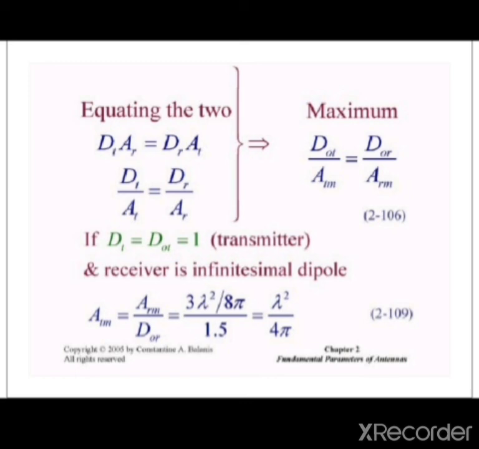Therefore d naught t by Atm is equal to d naught r by Arm, with transmitting on one side and receiving maximum on the other. If the receiving antenna is an infinitesimal dipole, then Atm is equal to Arm by d naught r, which is equal to 3 lambda square by 8 pi divided by 1.5, which is equal to lambda square by 4 pi.